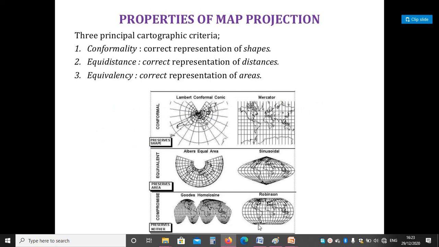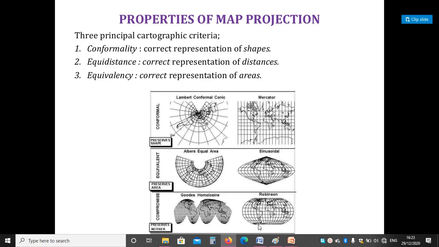So what are the properties of map projection? Three principal cartographic criteria. First one, conformality map projection. Conformality map projection means it represents the correct representation of shape. It gives the correct shape.